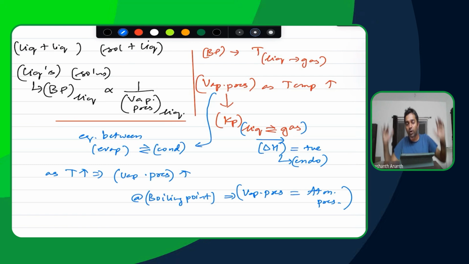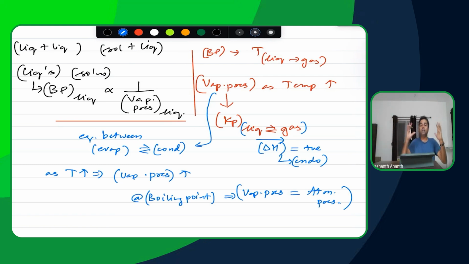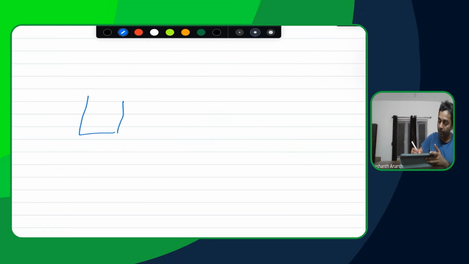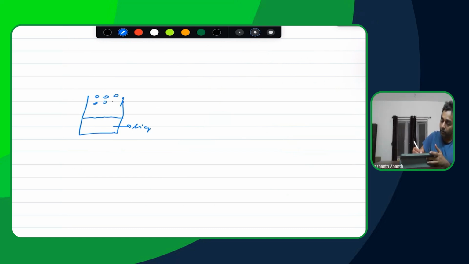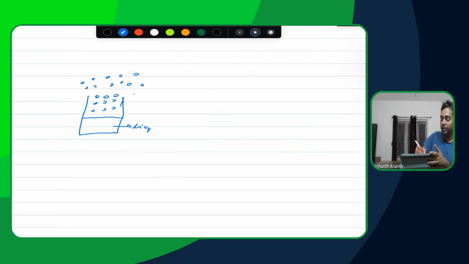And it escapes outward completely. Think of it as, imagine a container. Imagine a container where there is some liquid present. This liquid is going to produce particles in vapor phase, which are going to be stuck around like this. Of course, they will also be blown out by the wind here and there.